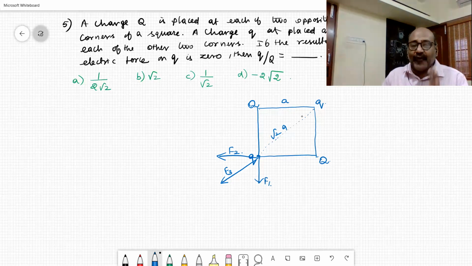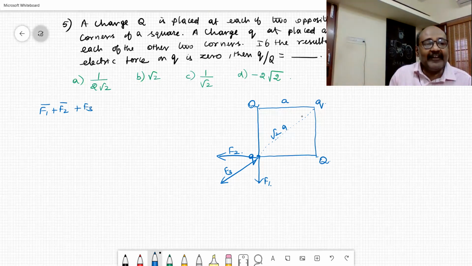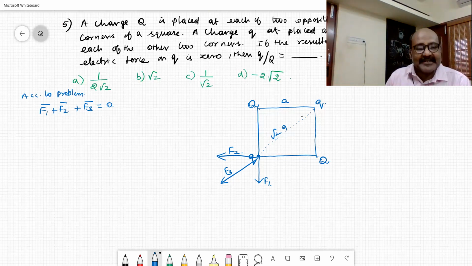What is the net force available at this point? According to the problem, the net force acting at this point is taken to be 0. So I can say F1 vector plus F2 vector plus F3 vector is equal to 0, according to the problem given.